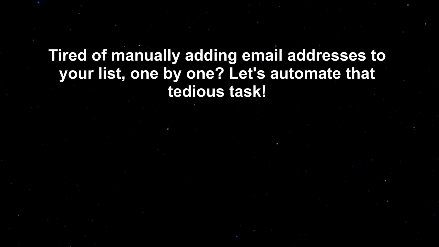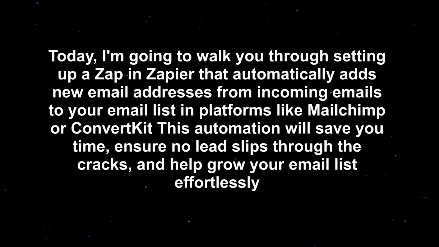Tired of manually adding email addresses to your list, one by one? Let's automate that tedious task. Today, I'm going to walk you through setting up a Zap in Zapier that automatically adds new email addresses from incoming emails to your email list in platforms like MailChimp or ConvertKit. This automation will save you time, ensure no lead slips through the cracks, and help grow your email list effortlessly.